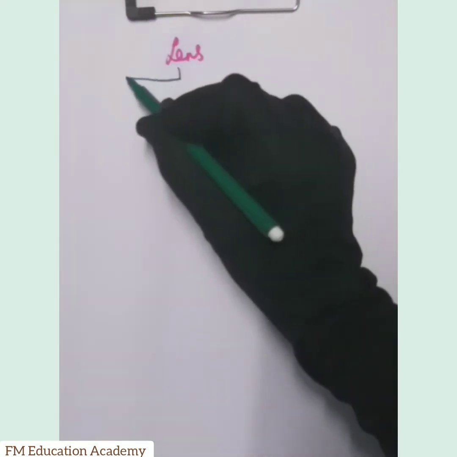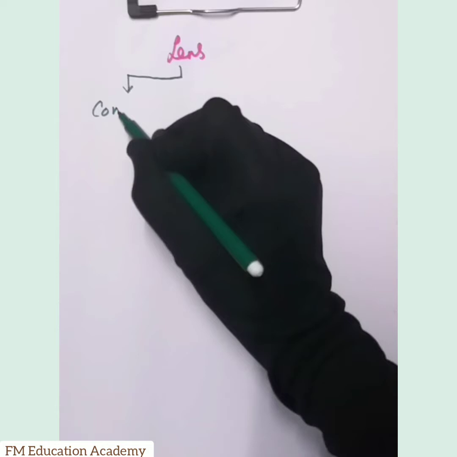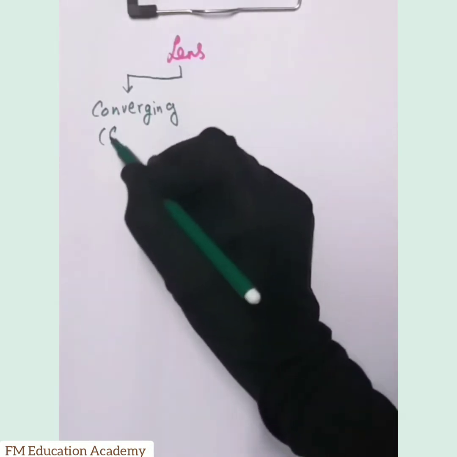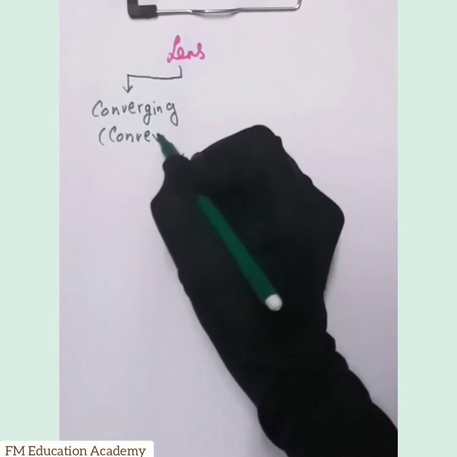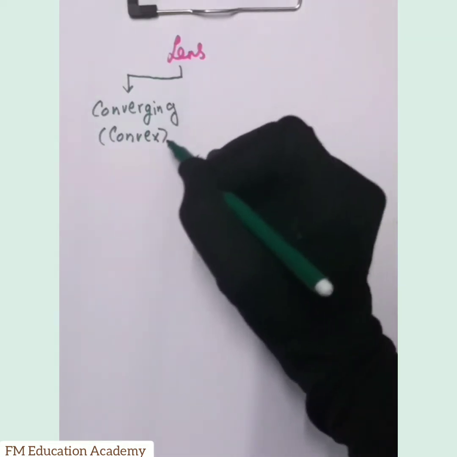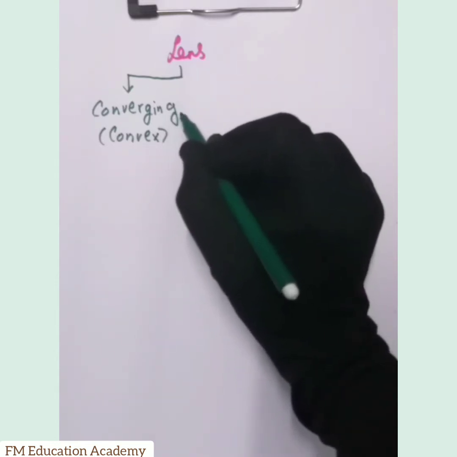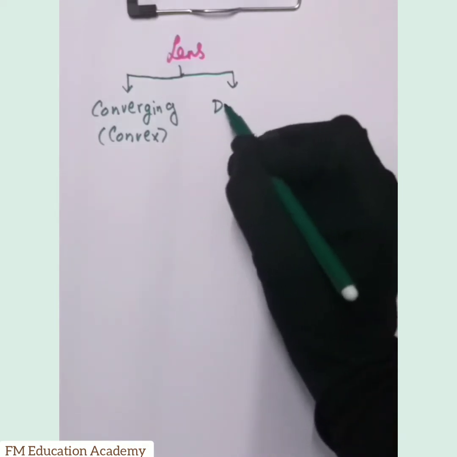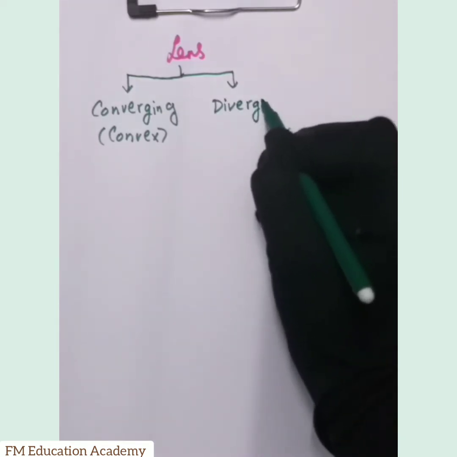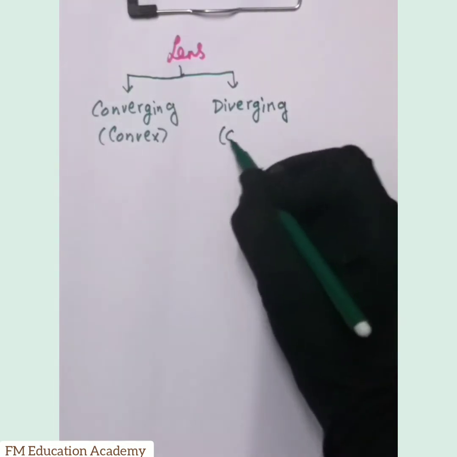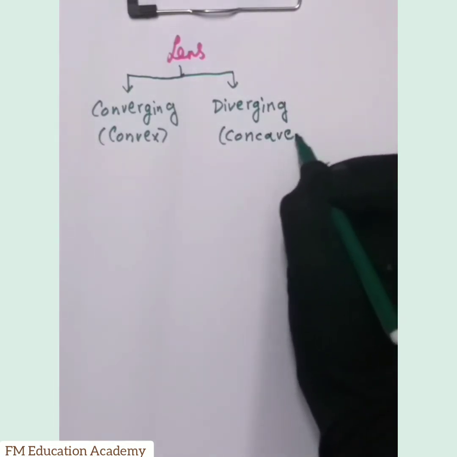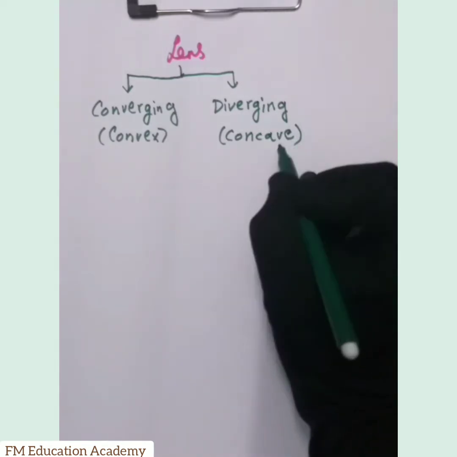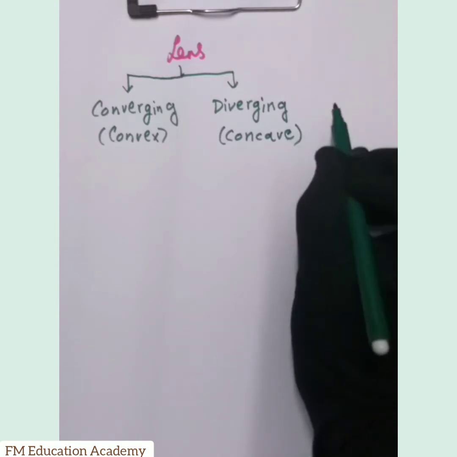One lens is the converging lens. Converging lens is also called a convex lens. Remember, converging mirror is concave mirror, converging lens is convex lens, and lens can also be classified as diverging lens. Diverging lens is also called a concave lens. Remember, concave lens is diverging, concave mirror is converging. Mirrors and lenses are opposite to each other.